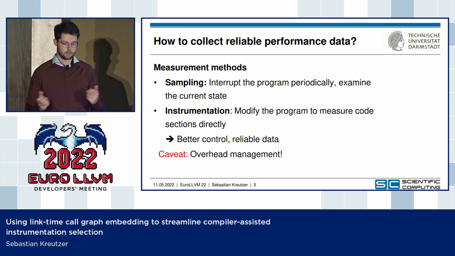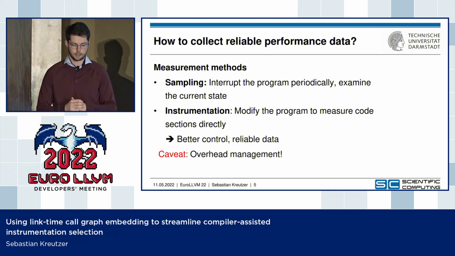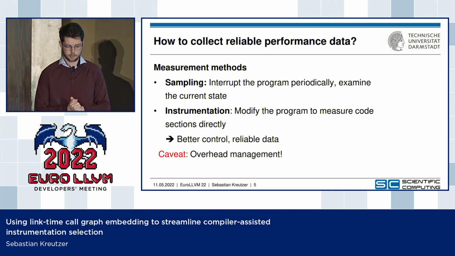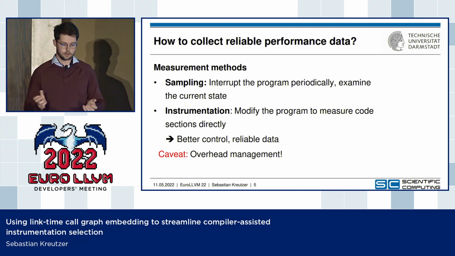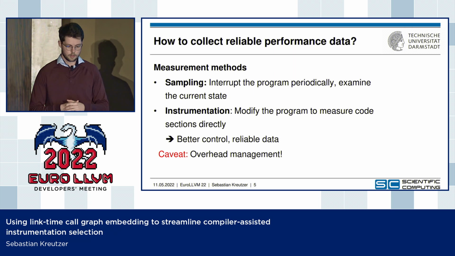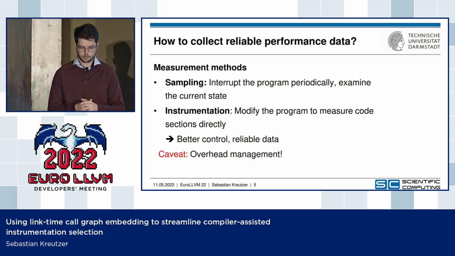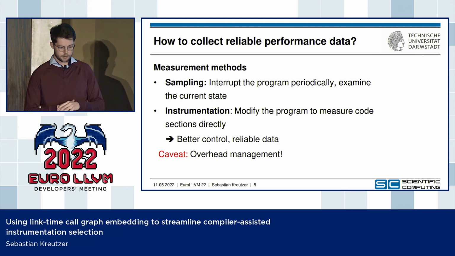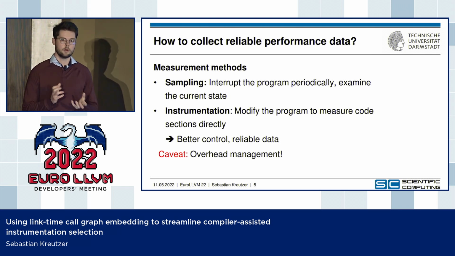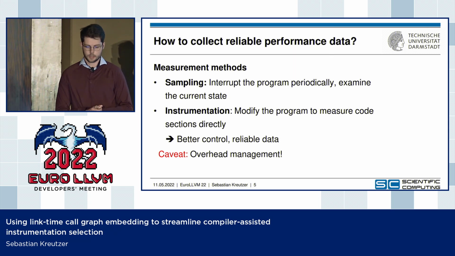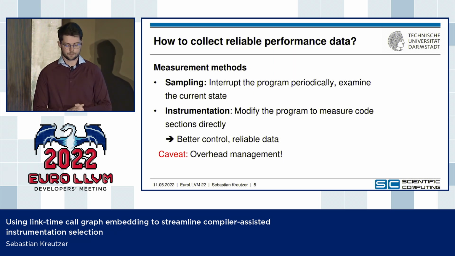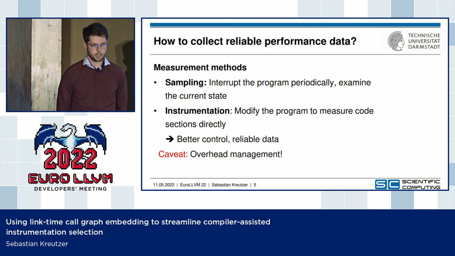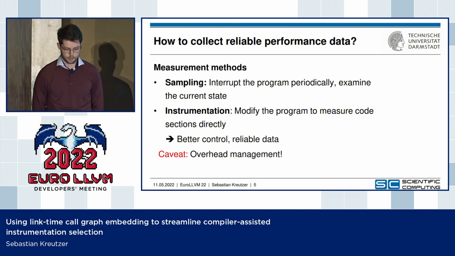And there's basically two methods for that. The first one is sampling, where you interrupt the program periodically and examine the current state. And this is more statistical in nature, and it's very good for overview measurements because it's easy to apply. But the data that you get is statistical in nature, so not too reliable if you're interested in fine-grained data. So the other method is instrumentation, where you modify the program to measure code sections directly. This can be done either on the source level, on the IR level in the compiler, or even at the binary level. So with instrumentation, you get better control and more reliable data.